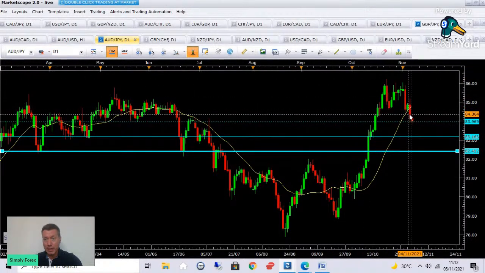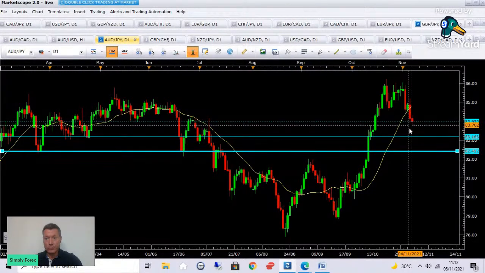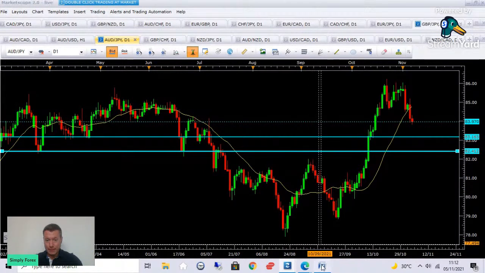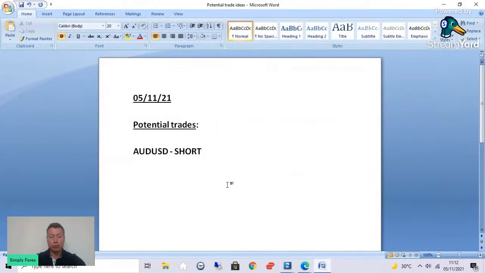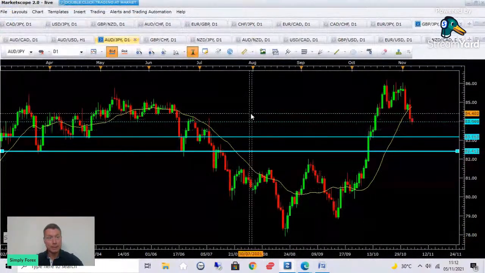So again, I like this trade short. Large bearish candle. The market structure is with us, and we've got room for the trade to move into. So we're going to put that on our potential trades list. So it was Aussie dollar, Japanese yen, and again short. Okay, so back to the pair.